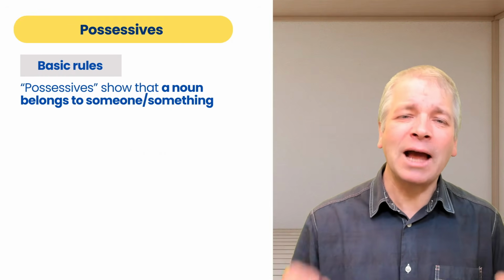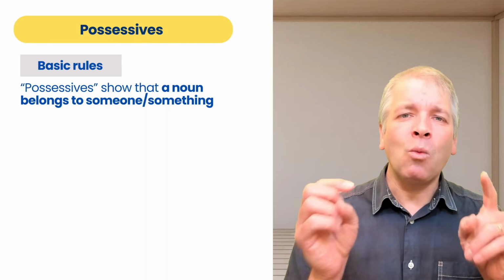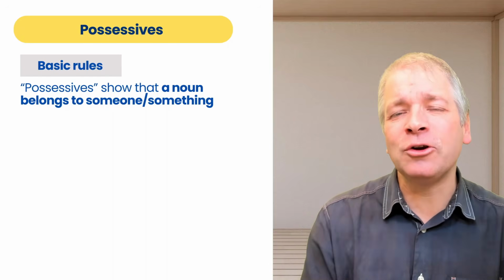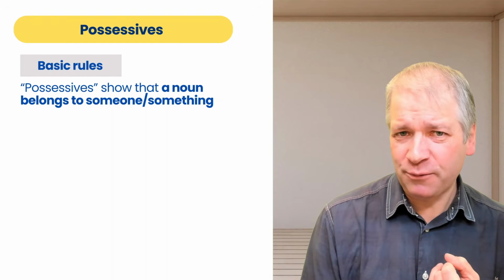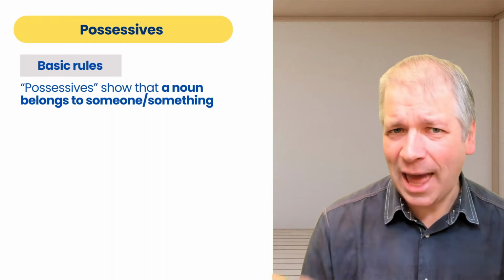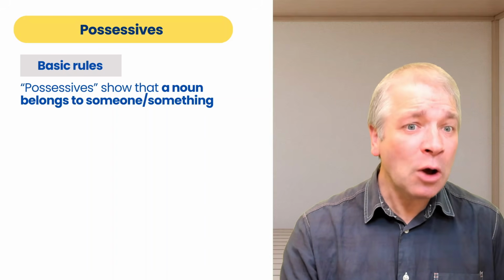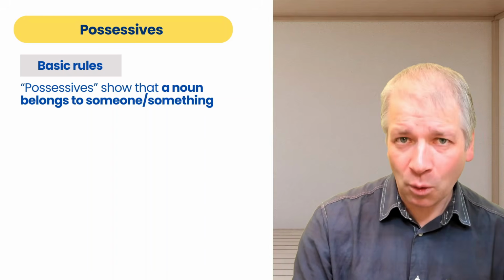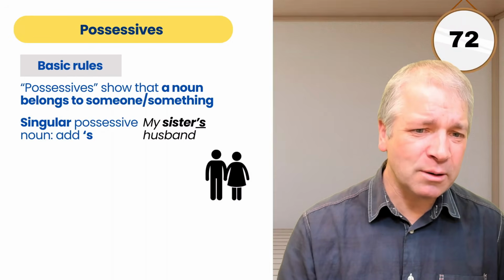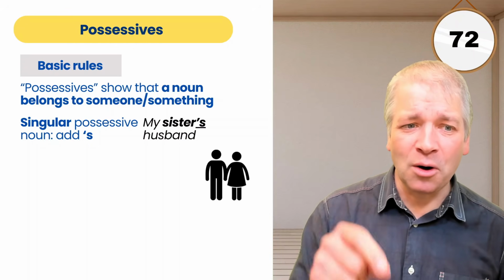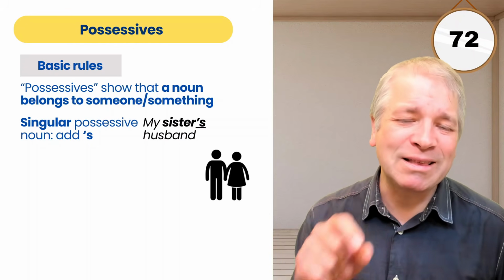Now let's move back to possessives. What are possessives? When do we use them? And when do we choose between the general possessive form and that noun of noun form? Well, let's start with the basics. Possessives show that a noun belongs to someone or something. For instance, my sister's husband. The husband belongs to my sister.